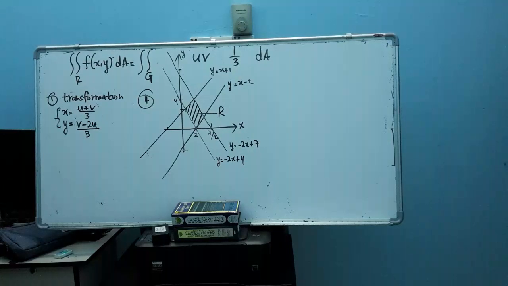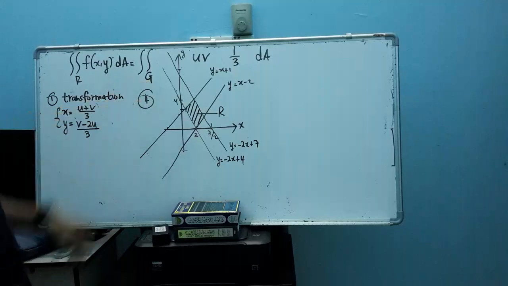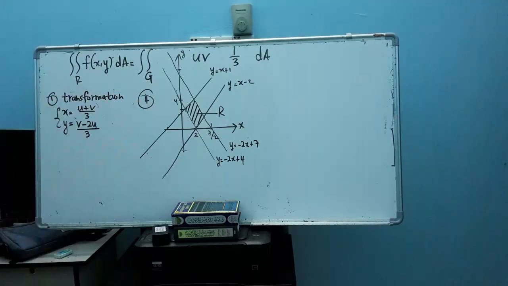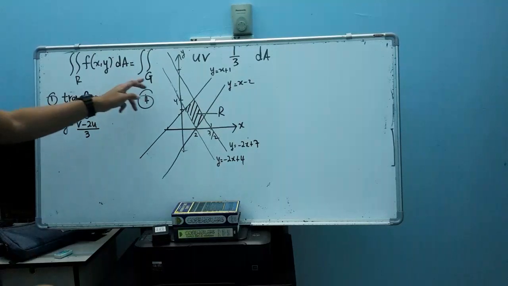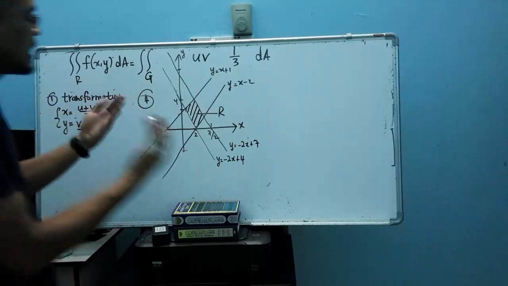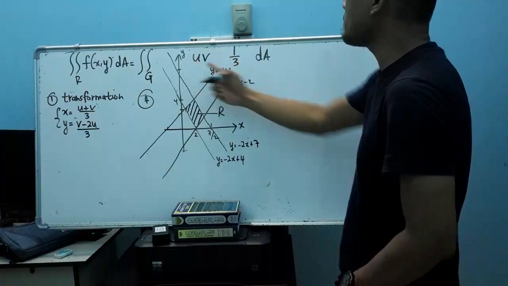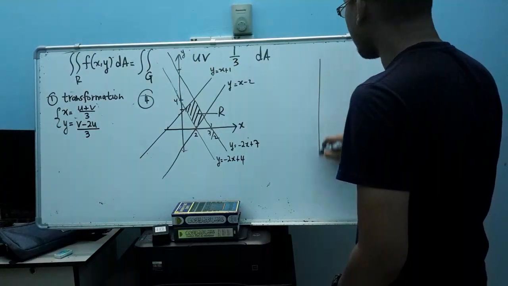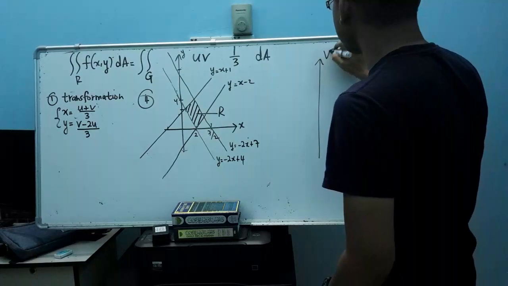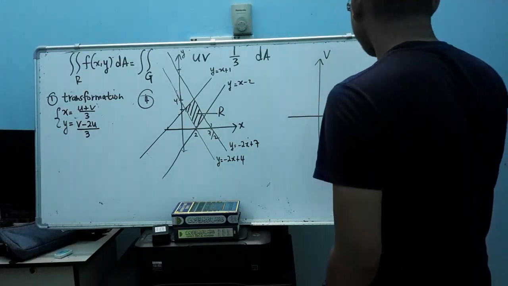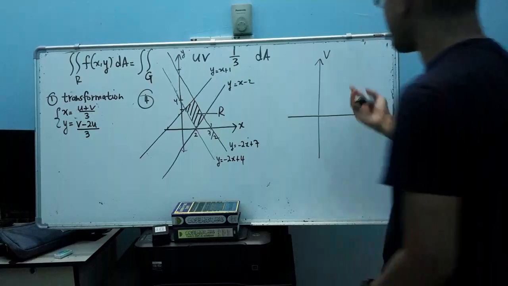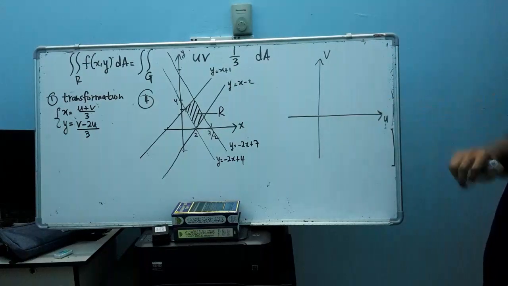But of course for the fourth step we need to find G. What is the meaning of G here? G is a region, a region of integration. Of course the region of integration here will be in the UV plane, because we have UV variables here, right? So now we need to find our G here in the UV plane.